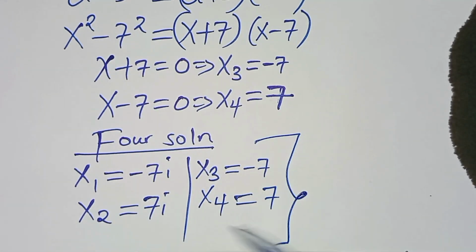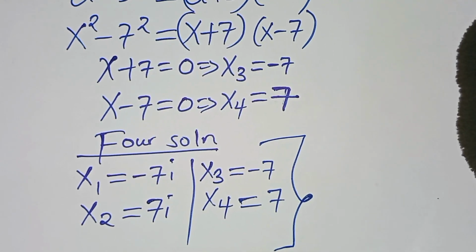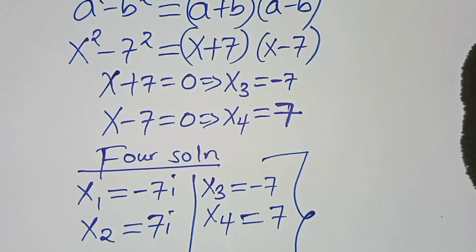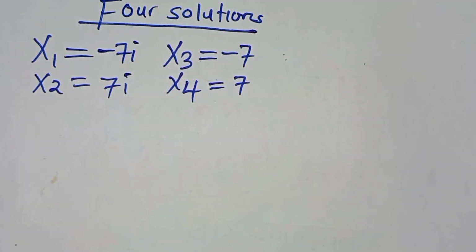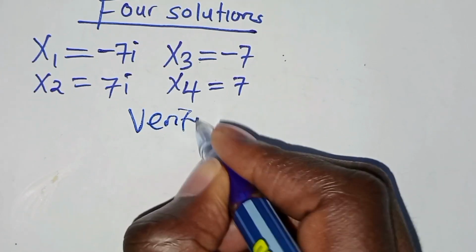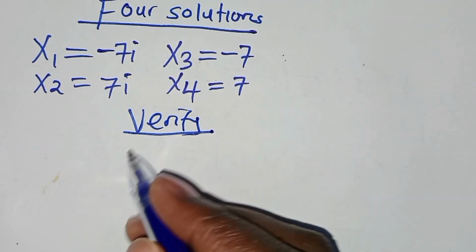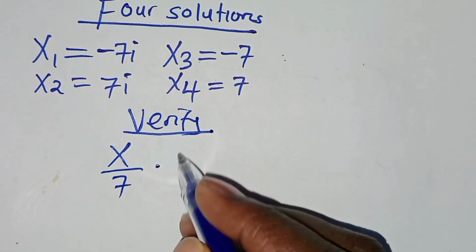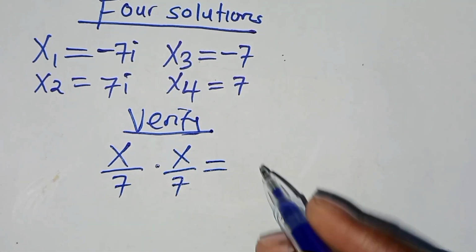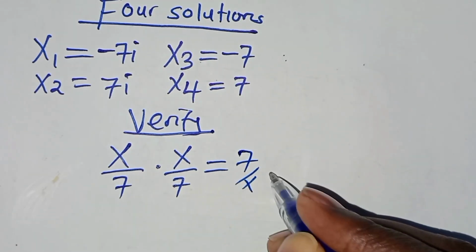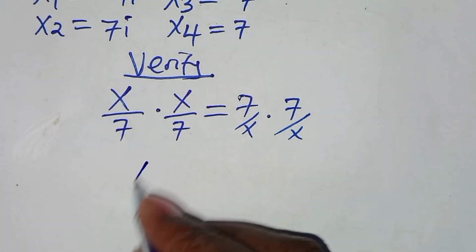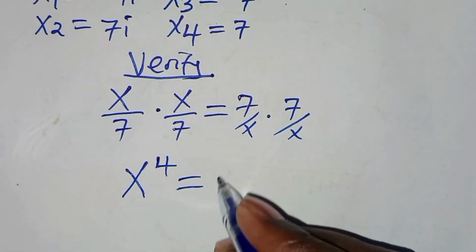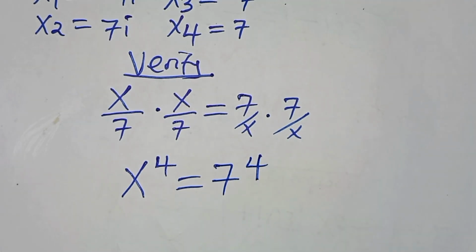Now, these are the 4 solutions that we have, and let's verify that these 4 solutions actually satisfy the equation. Now, we have x over 7 multiplied by x over 7, which is equal to 7 over x multiplied by 7 over x, which simplifies further to x to power 4. This should give us a value of 7 to power 4.